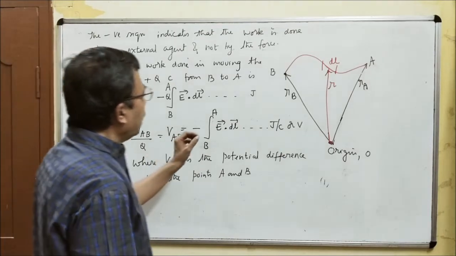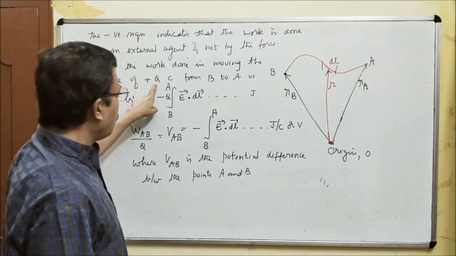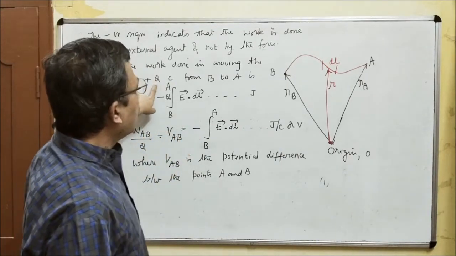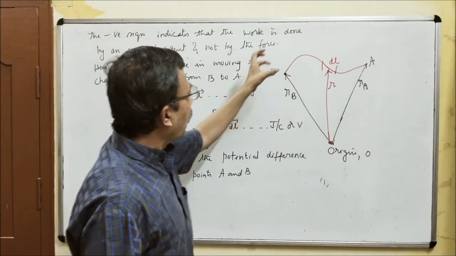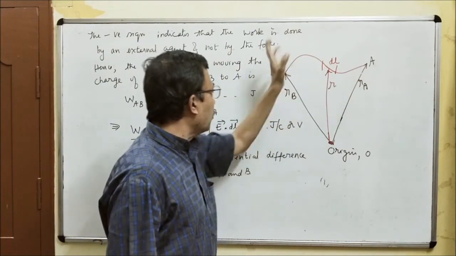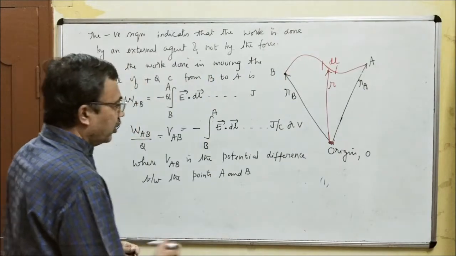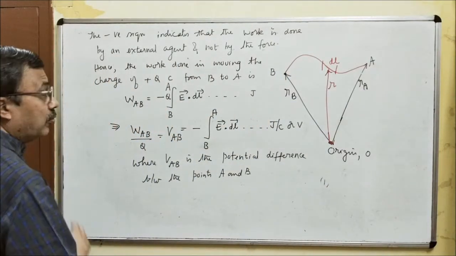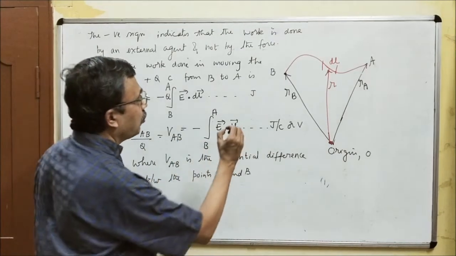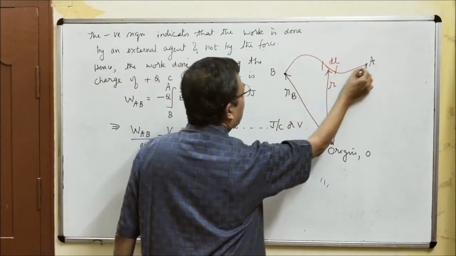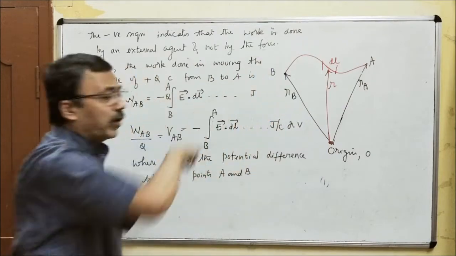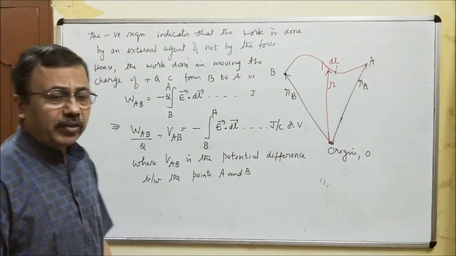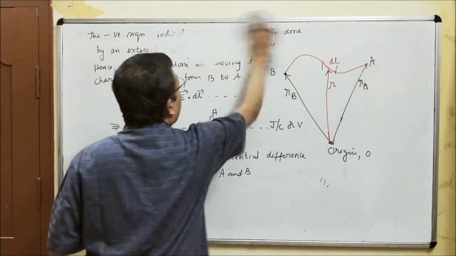The work done in moving the charge of plus Q coulombs from point B to point A and back from A to B must be 0. That means the contour integral over C of vector E dot dl is equal to 0. What I mean is, take a charge of Q coulombs, move it from B to A, then back from A to B. Total work done will be 0. That means the electric field is conservative in nature.